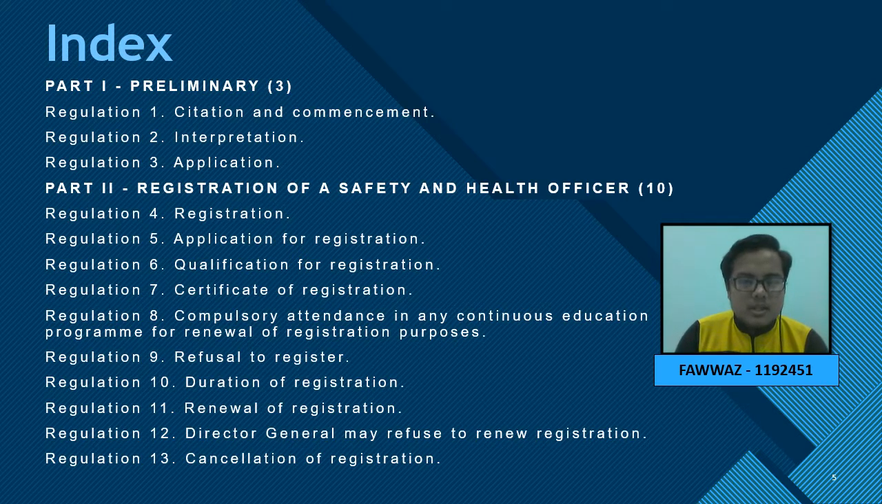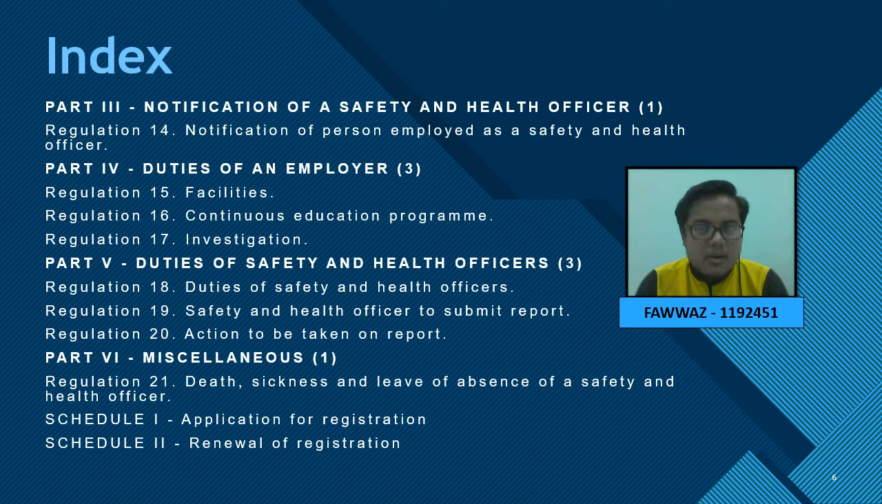Before we go through the regulations one by one, let us go through the index. Part 1, which is preliminary, contains 3 regulations. Part 2, which is registration of a safety and health officer, contains 10 regulations. Next, Part 3, we have notification of a safety and health officer, which only contains 1 regulation. Part 4, duties of an employer, contains 3 regulations.